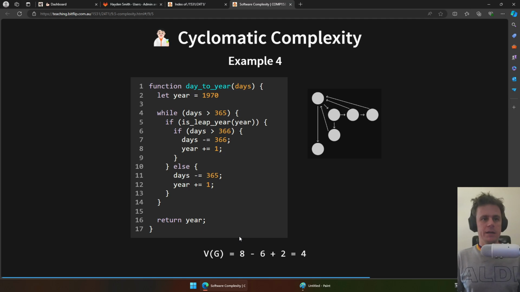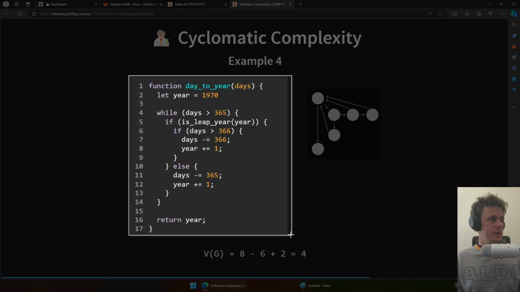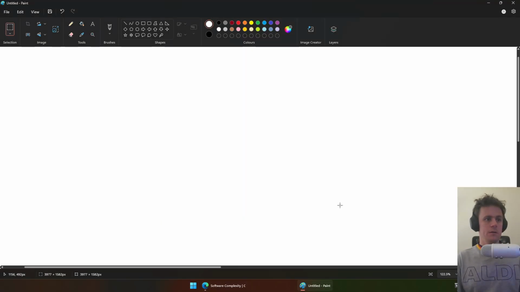Here's a more complicated example for you. A function that converts days to years. So you give it a certain number of days since January 1st, 1970, and it tells you what year it is. And you can see if you think about this function for a bit, okay, you enter it, we ignore these one-liners, and then you hit a while loop. Well, again, maybe let's draw that out together. And I could really draw this one in a great level of detail if you'd like to. Maybe we'll do that.